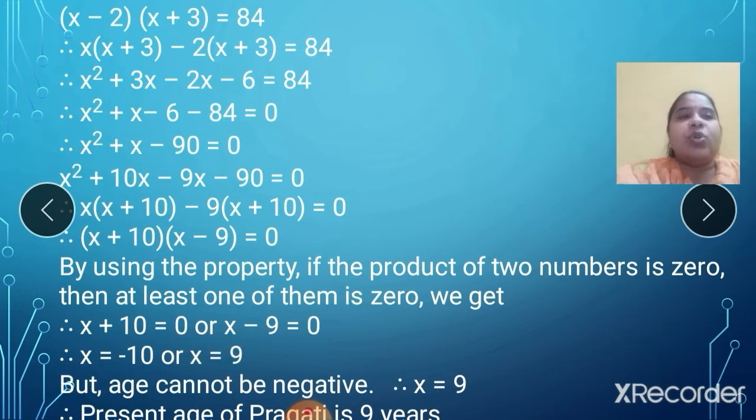We have assumed x as the present age of Pragati, and age cannot be negative. You have to justify this. This step carries marks in the exam as well. Why you are neglecting one of the value? That reason has to be compulsory written. As age cannot be negative, therefore x is equal to 9. Okay? You don't have to find anything else in this. Final answer will be, therefore present age of Pragati is 9 years.